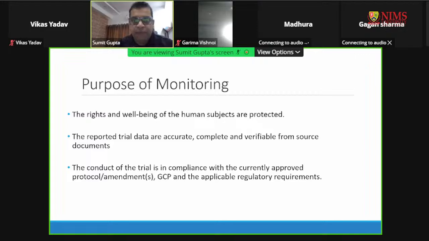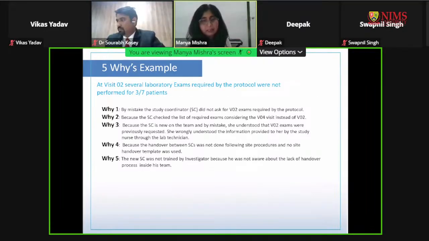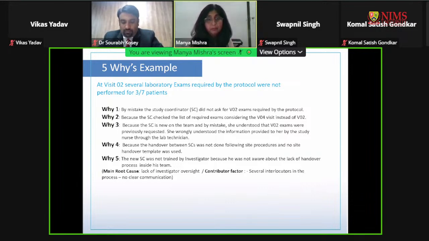When a new site coordinator is on board, then it is the responsibility of the principal investigator to train him or her so that he or she should be able to perform the task effectively. So at that time, it was found that the investigator did not perform the training effectively, and the handover process was very, very ineffective. So what could be the root cause of this problem? The main root cause of this problem is lack of investigator oversight. It is not lack of training. So lack of his involvement and his engagement.